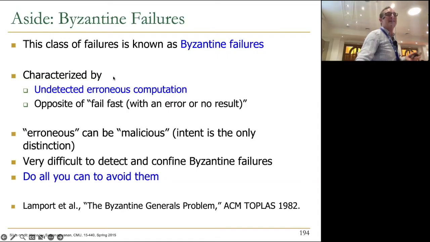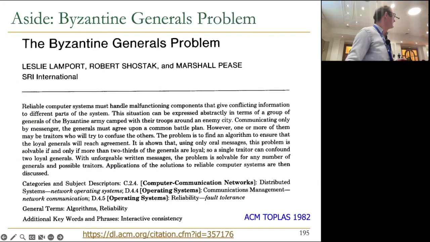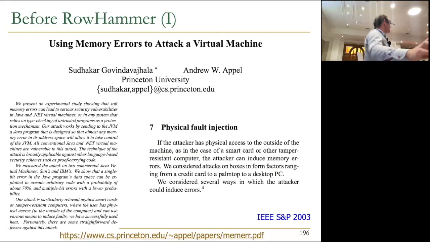Basically, these are characterized by undetected erroneous computation. It's really the opposite of what you should do in a failure-tolerant system: fail fast. Here, you have silent data corruption, and these errors can be malicious also. So it's very difficult to detect and confine these. Do all you can to avoid these failures, basically. That's also the reason it's called a Byzantine failure, because of this paper by Leslie Lamport, the Byzantine Generals Problem. Again, we don't have time, but I recommend reading it. This is a very fundamental, beautiful paper. There's a lot of work going on in the dependable systems community, even right now, to implement this Byzantine fault tolerance. Okay. I should also mention this paper.